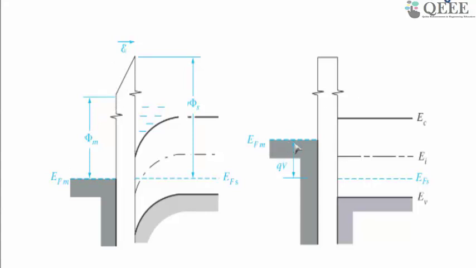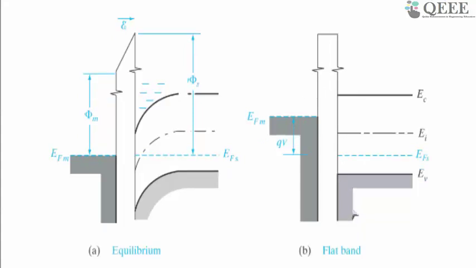So when you apply an appropriate voltage, some qV, then the bands become flat inside the oxide and inside the semiconductor. So we call this condition the flat band condition. In a real semiconductor, you need to apply some voltage to realize the flat band case. The amount of the bias you need to apply at the gate is nothing but the work function difference.